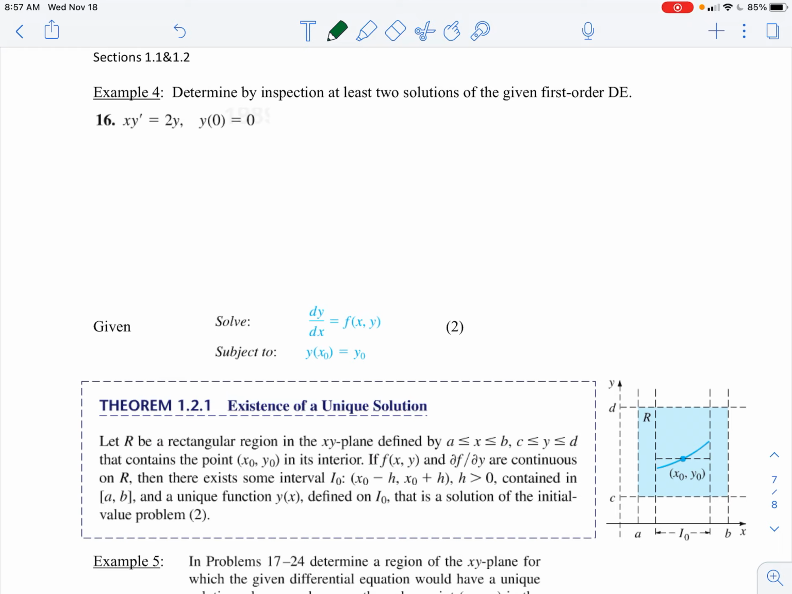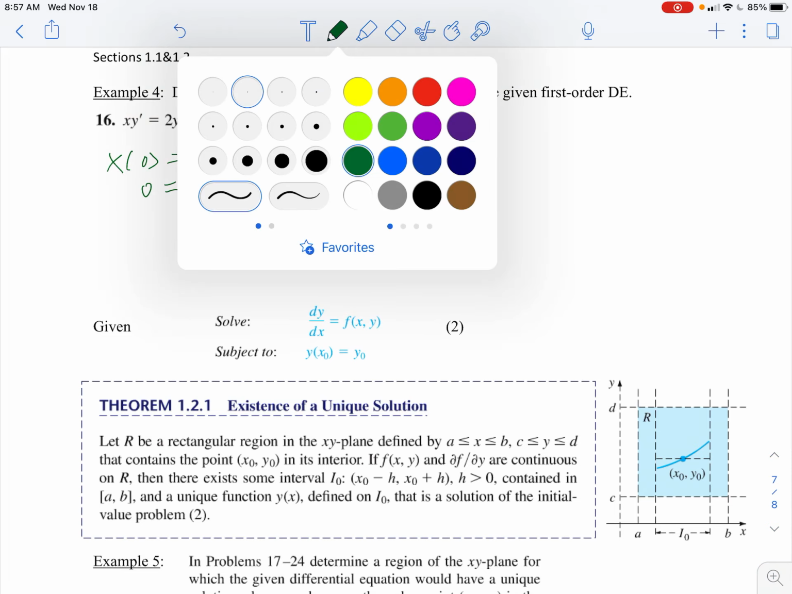of our function, if we multiply that by x, it's going to equal 2 times the original function. Well, the first one is really easy. So we'll say, okay, well, if y is equal to 0. So here's one solution, y is equal to 0. Because when I take the derivative of that, it's just going to be y prime is equal to 0. And so when we plug it in, we're going to have x times 0 is equal to 2 times 0, and 0 equals 0. So it checks out. So there's the first one.